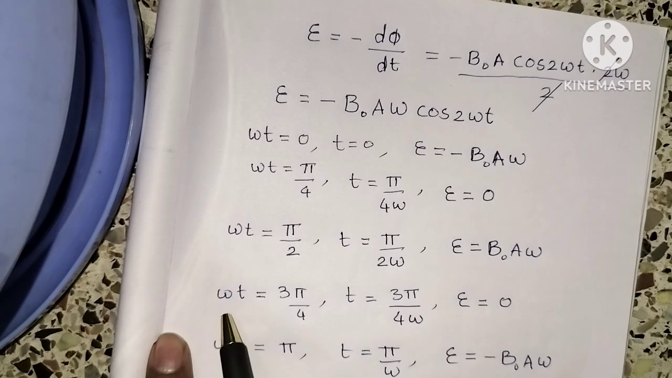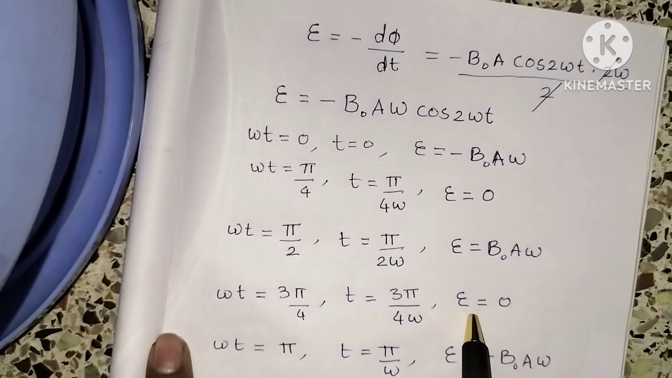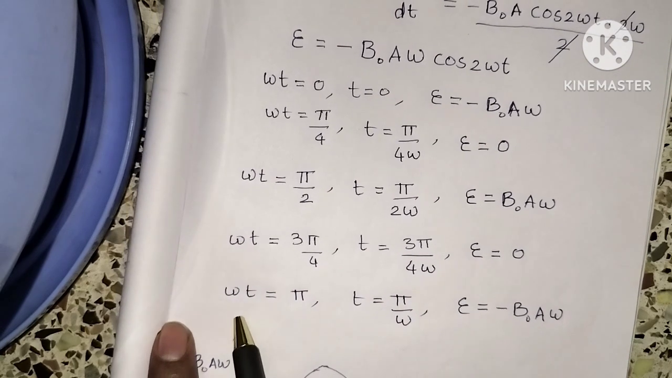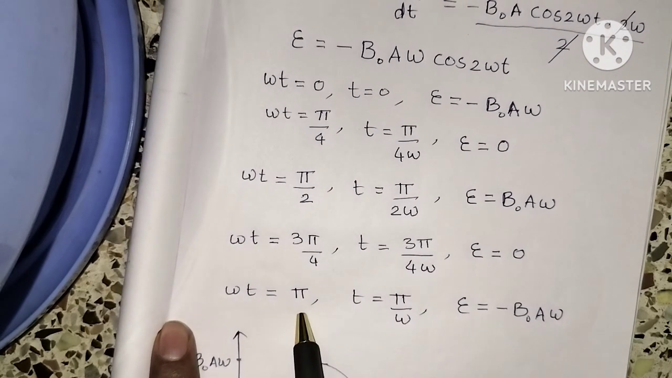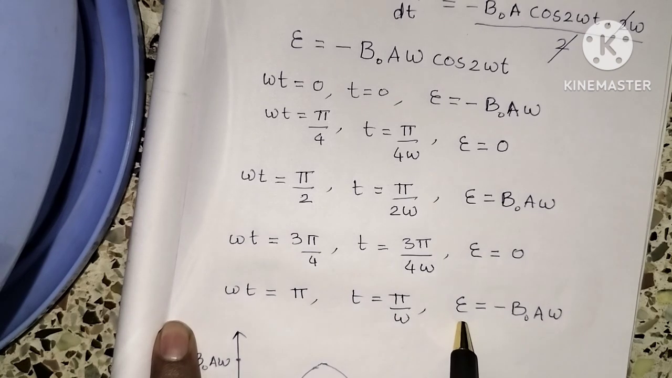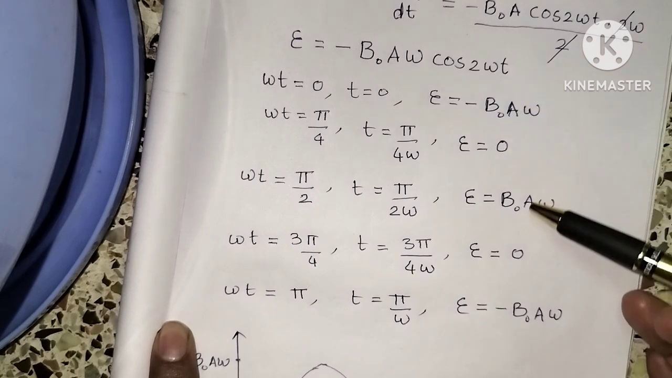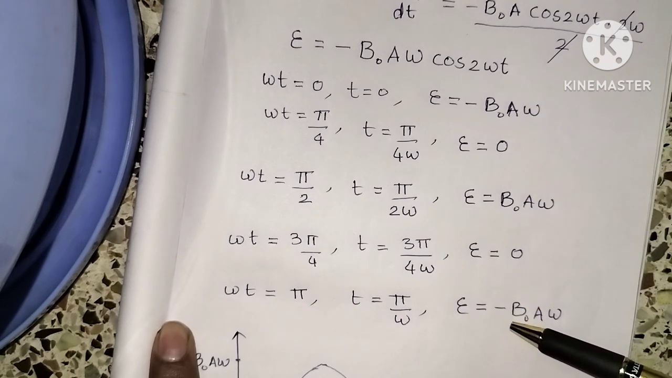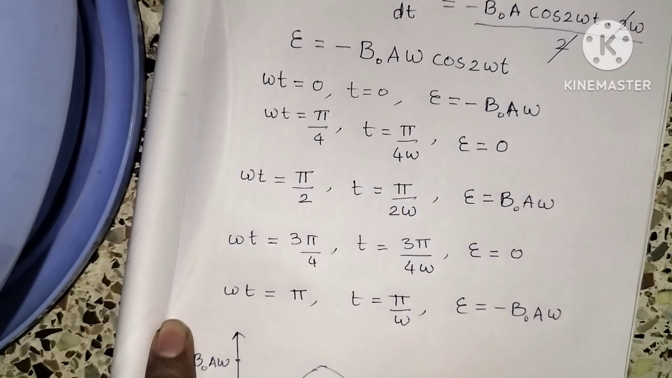So take two more angles. Omega t is equal to 3 pi by 4. Time is equal to 3 pi by 4 omega. Induced EMF is 0. Then the last angle is omega t equal to 180 degrees. Why am I saying it is last? I will tell you. At t equal to pi by omega, the induced EMF is equal to minus B naught A omega. So these values you can take on the y-axis, and time on the x-axis.